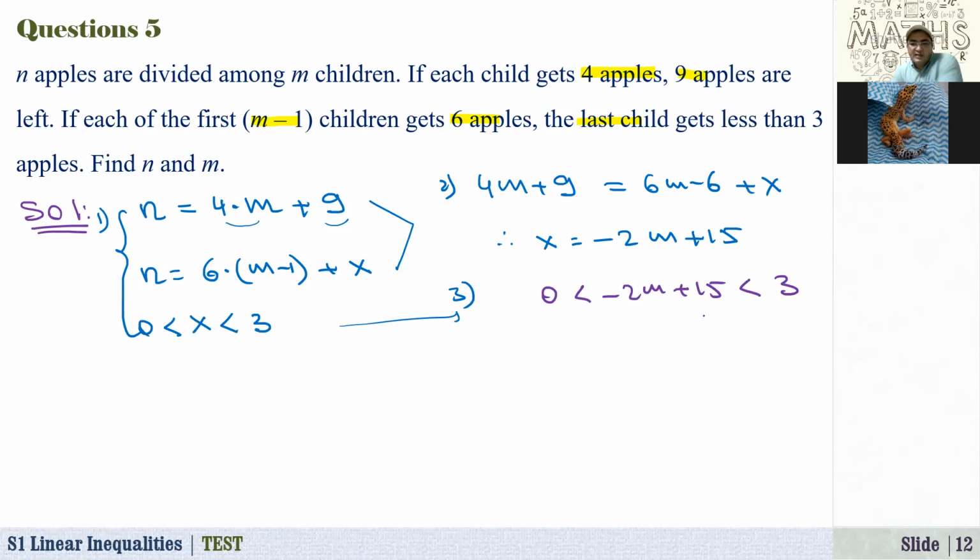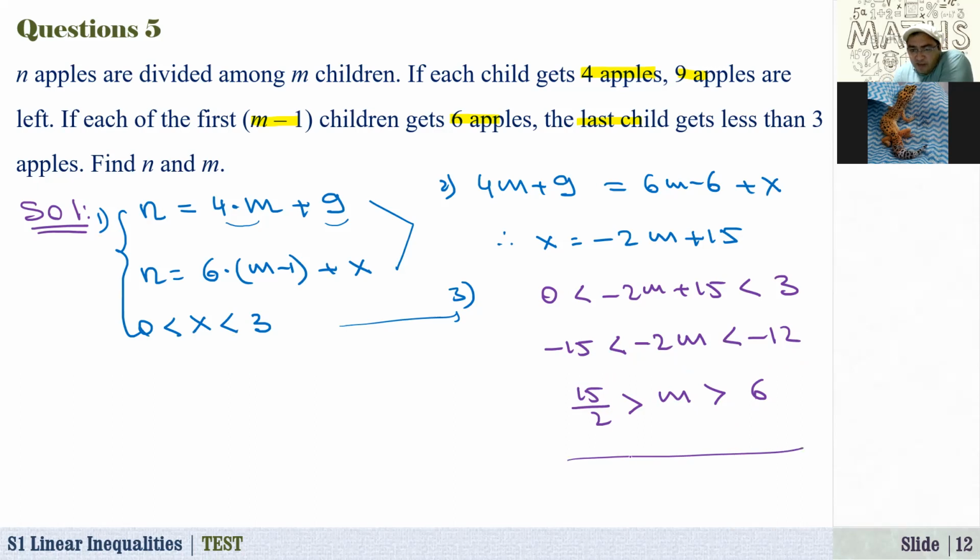So we have to solve this. First, I have to subtract 15 from all sides. 0 minus 15 is minus 15, less than negative 2 times M, less than 3 minus 15, that is minus 12. Now if you divide all sides by negative 2, we have 15 over 2, and we have to change the inequality sign, greater than M, greater than minus 12 over minus 2, that is 6. That means M is greater than 6 and less than 7.5, not inclusive on both sides.